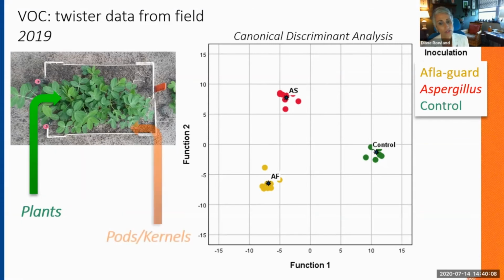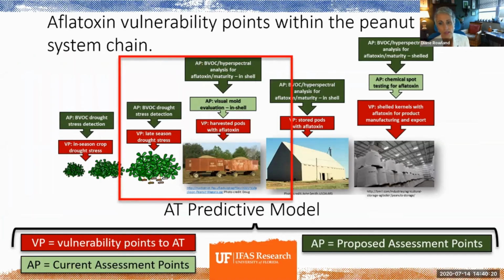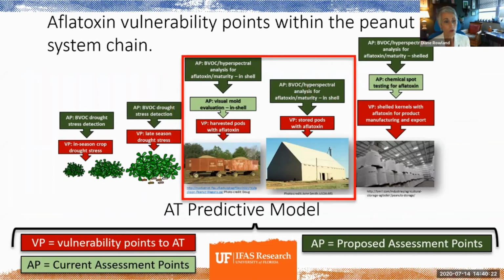The pans also allowed us then to harvest the pods and to take VOCs off of pods, intact pods, and then shelled kernels. All right, so those approaches kind of cover the field aspect. The next step was to move through the system and go to the buying point in the warehouse.